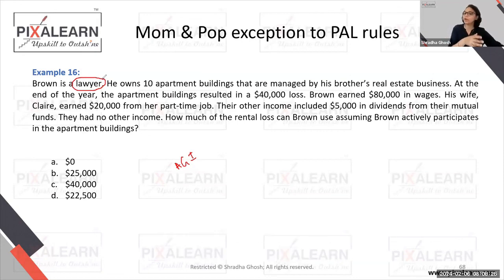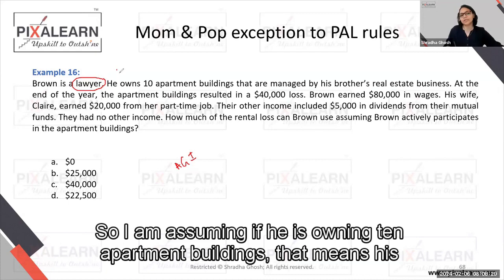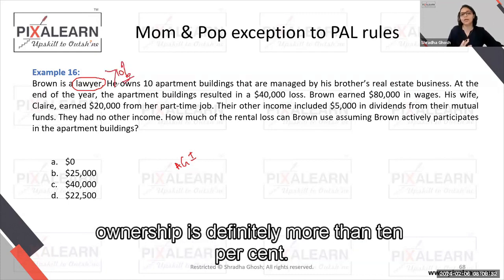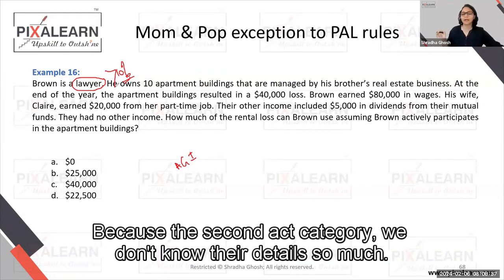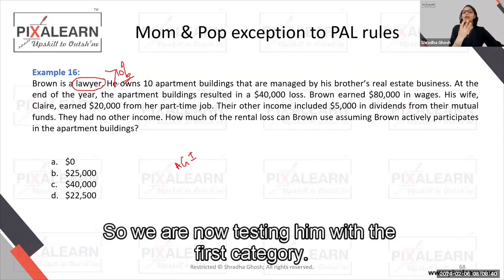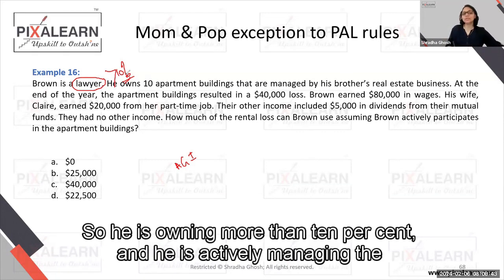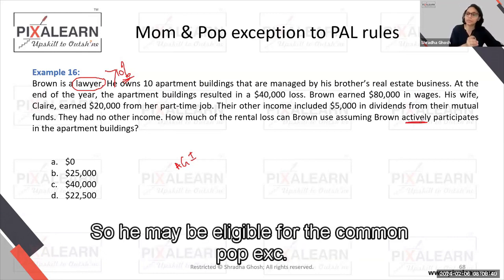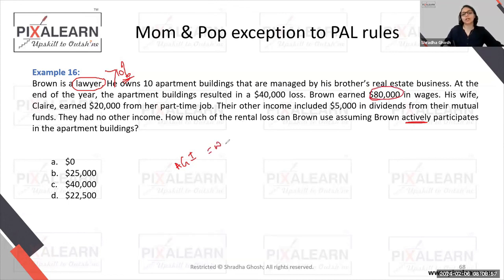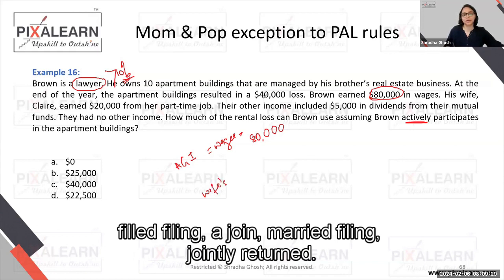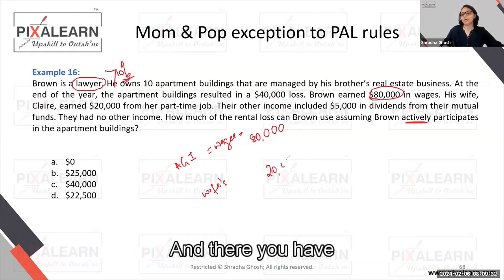So he has ownership. If he's owning 10 apartment buildings, his ownership is definitely more than 10%. So he may belong to the first category, but not to the second category, because we don't know the details. So we are now testing him for the first category. He is owning more than 10% and he is actively managing the property, so he may be eligible for the mom and pop exception. So what is his AGI? We take his wages of $80,000, and then you have his wife's income, assuming they are filing a joint return, and then you have the dividends.